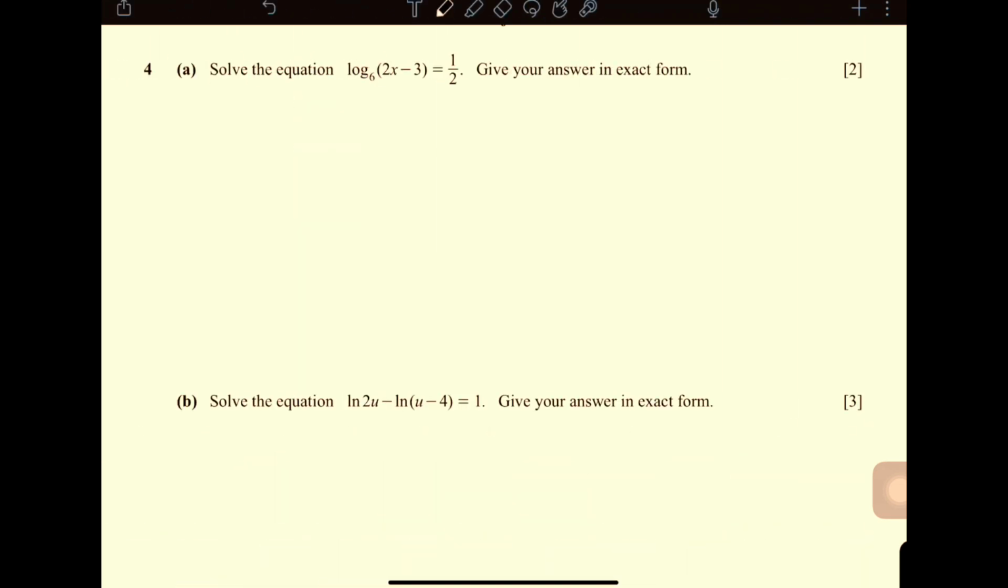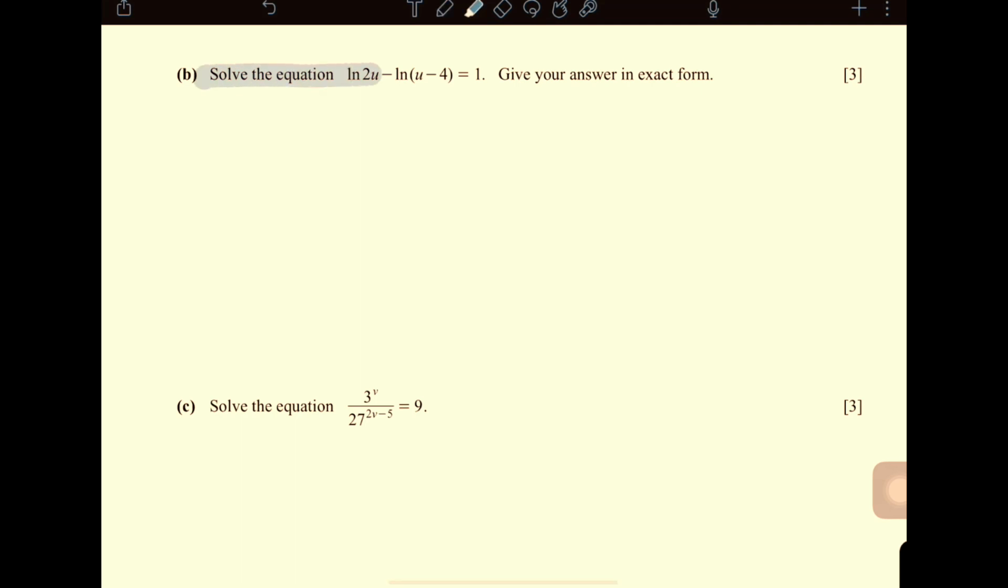4. Solve the equation log base 2 of (6) — log base 6 of (2x minus 3) equals half. Give your answers in exact form. And see, its marks is given here, 2 marks. So we can write straight 2x minus 3 equals 6 to the power half, I mean root 6. So 2x equals root 6 plus 3. x equals root 6 plus 3 divided by 2. So that's enough to write.